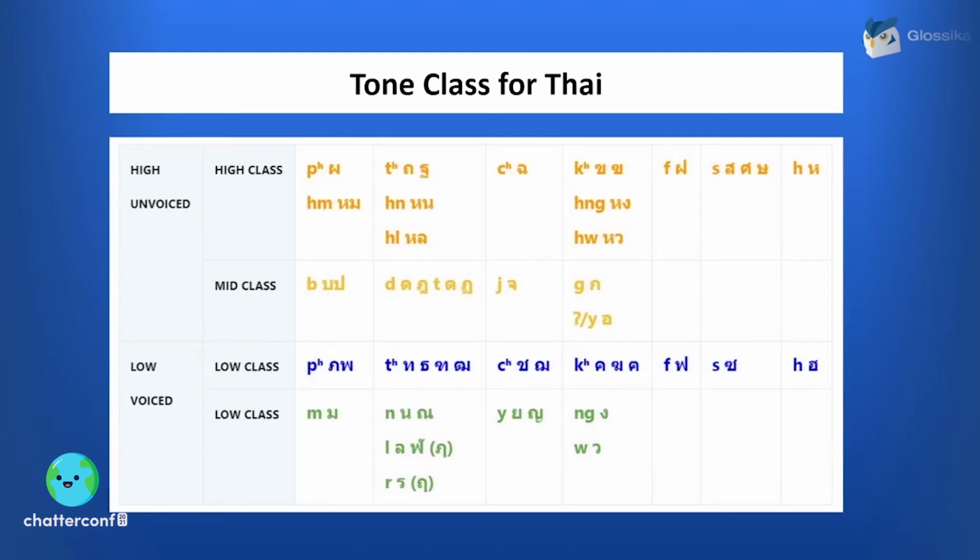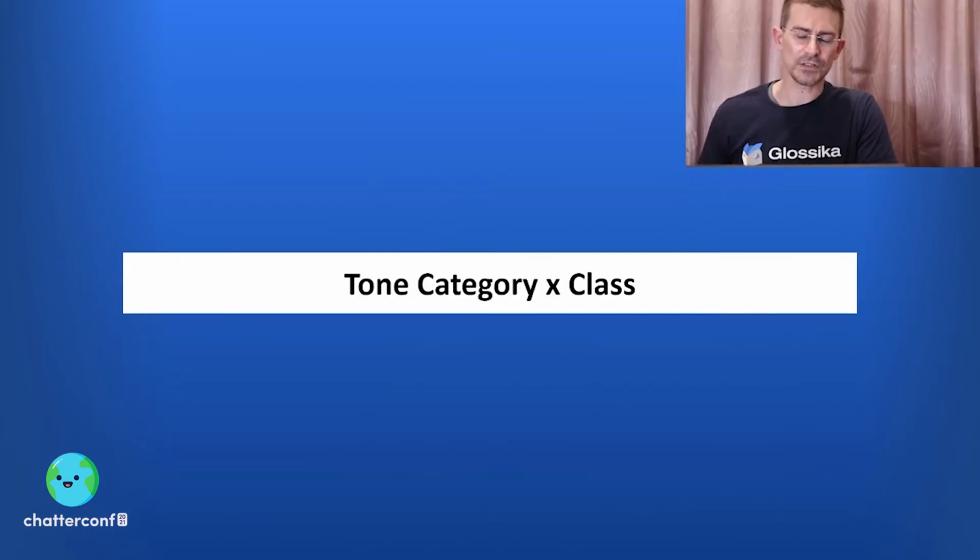The high, mid, and low class consonants in Thai also apply to all the other languages as well. You just don't really necessarily need to learn it. So why am I talking about it today? I want to give you a kind of history of the tone system across all languages so you understand what you're looking at when you're learning one language or another.